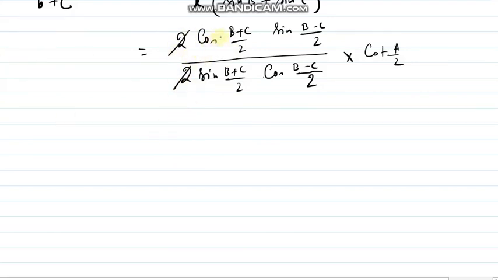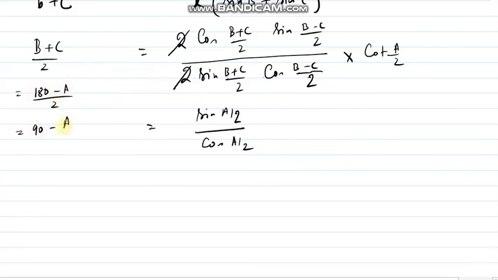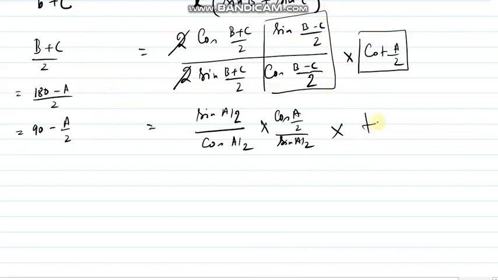Now cos of (B plus C) by 2 will be cos of (90 minus A by 2), that is sin A by 2, right? So this will be sin A by 2, and similarly this will be cos A by 2, right? Just check, (B plus C) by 2 will be equal to (180 minus A) by 2, which is equal to 90 minus A by 2, so the complementary angle formula. And this cot A by 2 we can write as cos A by 2 divided by sin A by 2, which will give you the result, that is tan of (B minus C) by 2.